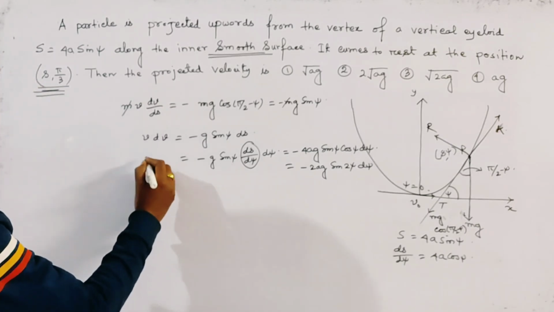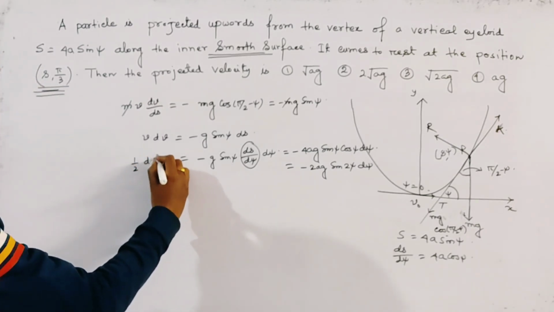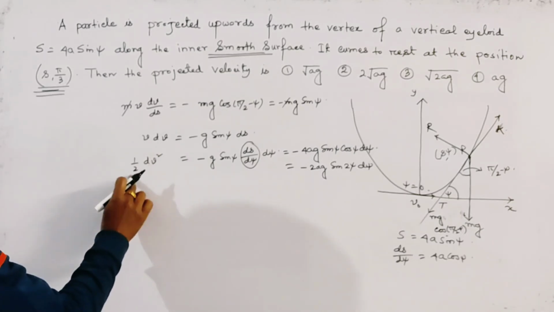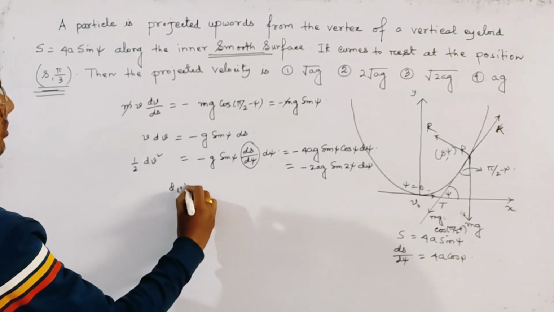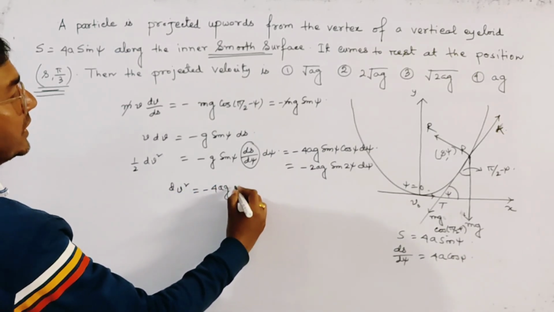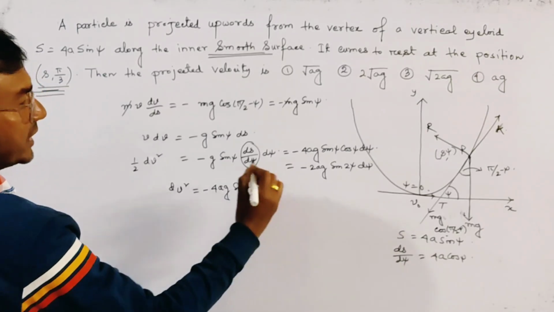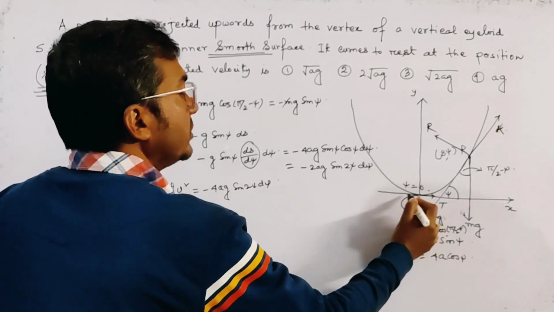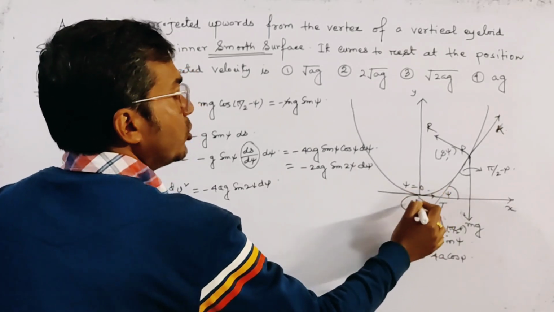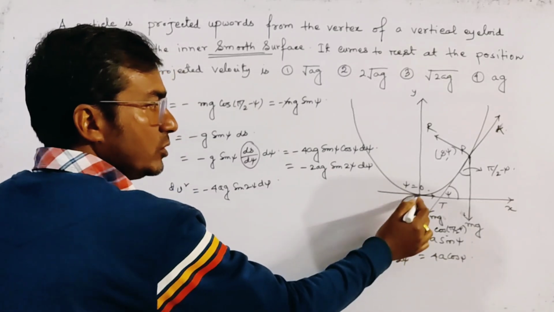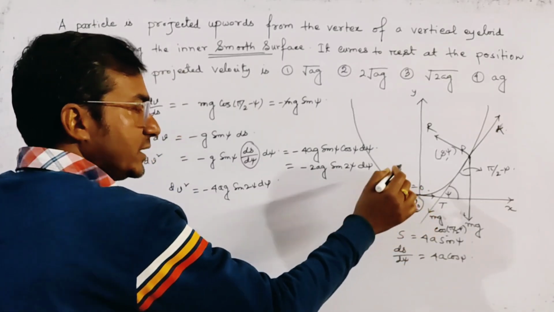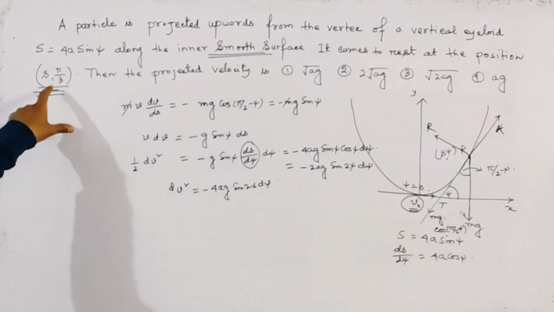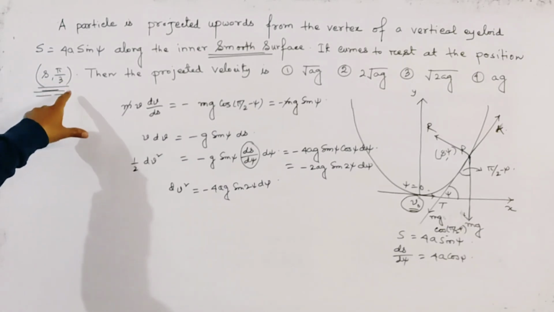The left side we can write as half into d(v square), because d(v square) means 2v dv. If we multiply by the half, we get d(v square) equal to minus 4ag sin 2 psi d psi. Now from the given condition, at the initial position the velocity of projection is v0 when psi equals 0, because for the cycloid at the vertex psi equals 0, and it is also given that the particle comes to rest at the point where psi equals pi by 3.